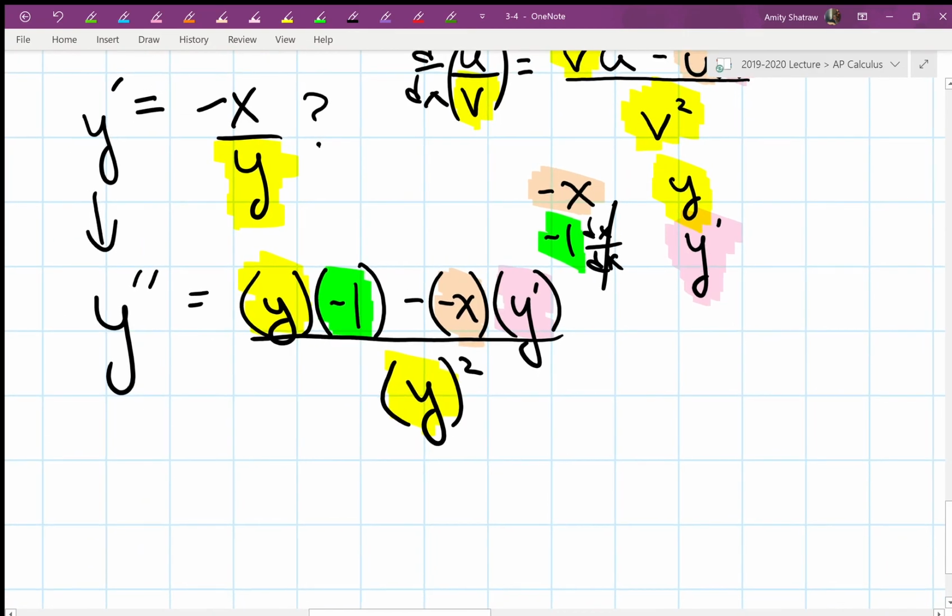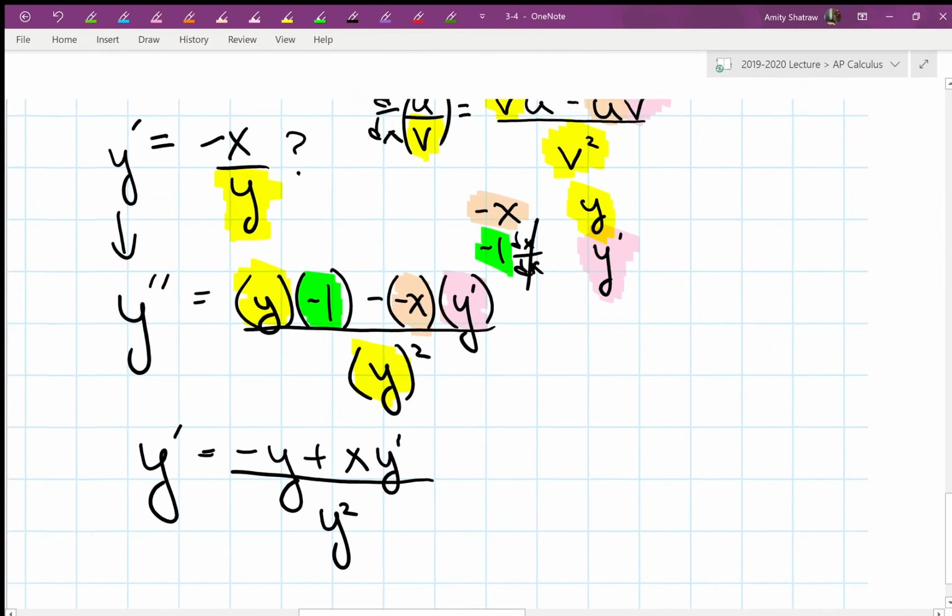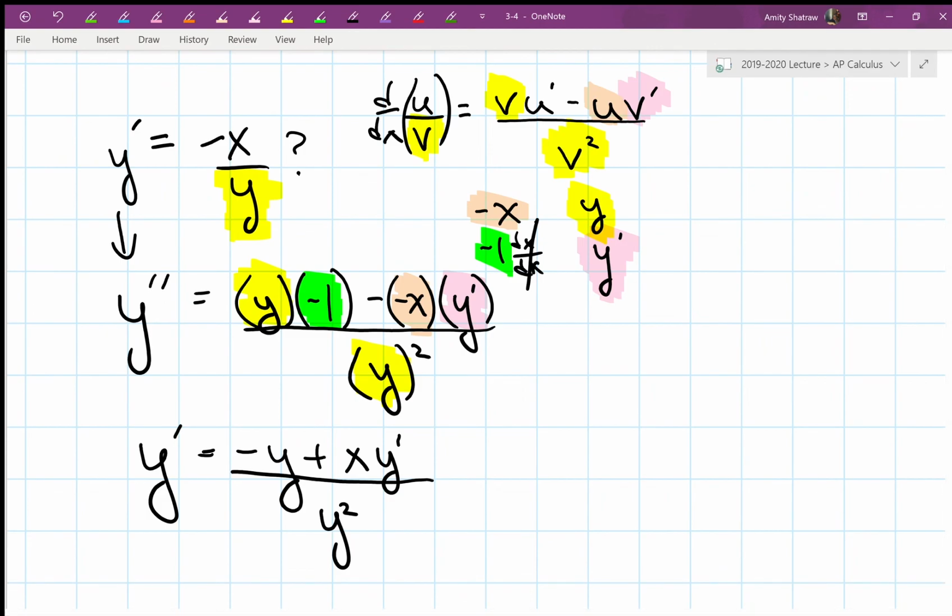I'm looking at it and it doesn't look that bad. I'm going to say that I have negative y plus, ready, because a negative times a negative is a positive, plus x times y prime. And that is over y squared. Ta-da! That is my second derivative. Now, if you wanted to mess around with it some more, you could, where you actually plug in what y prime is, but then we'd have a lot of fractions to work through, and I'm going to leave that to you.